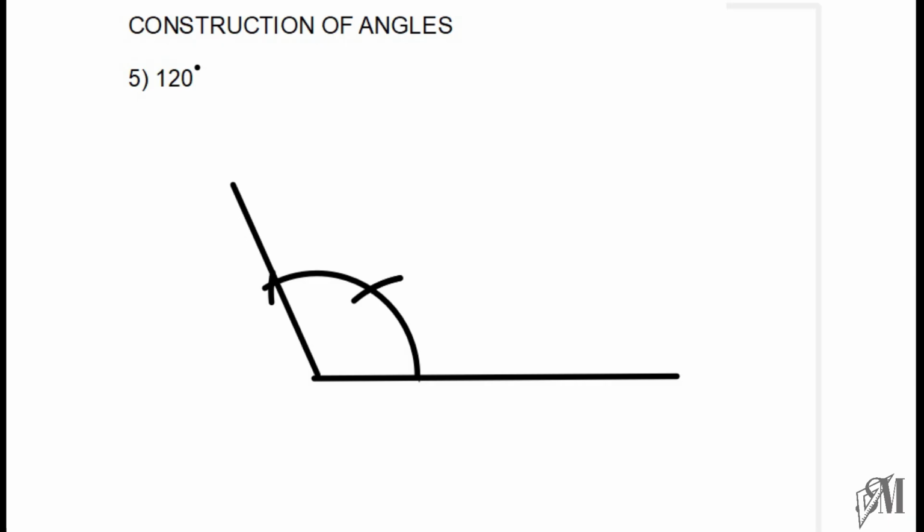So then we join the corner of the first straight line and the point of intersection of the second arc with the first arc we drew. So here we have constructed an angle of 120 degrees.